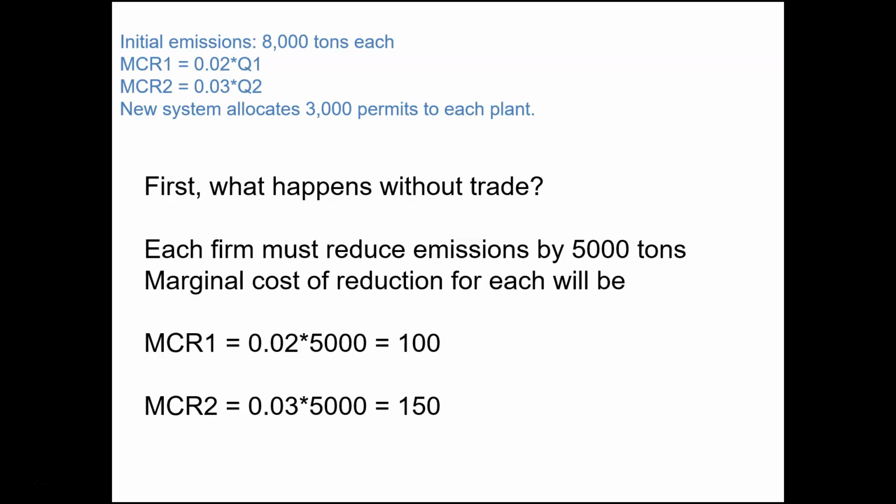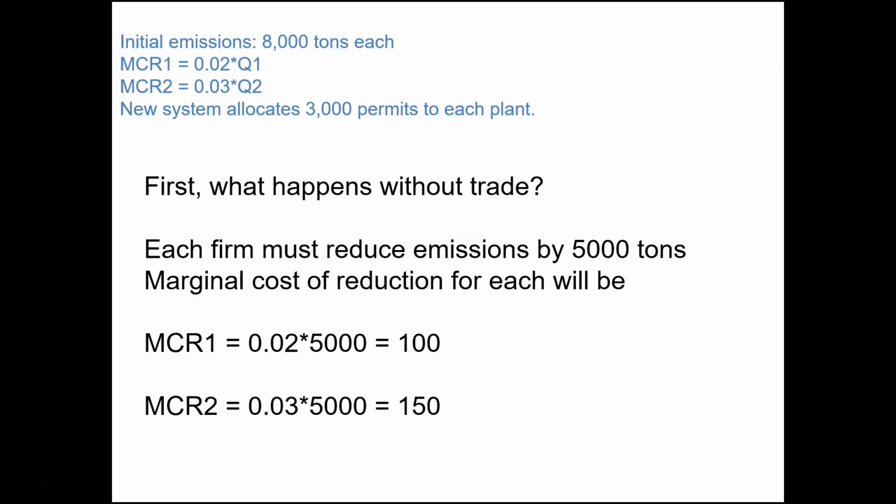So first of all, let's think about what happens without trade. I've taken the important information out of those paragraphs and stuck it up at the top of these slides here in blue: the initial emissions, the marginal cost of reduction for each firm, and what the new system does. So what happens if we don't allow trade? If we just say each of you is allowed 3,000 tons of emissions, what happens? Each firm is going to have to reduce their emissions by 5,000 tons, going from 8,000 down to 3,000. So the marginal cost of reduction for each one will be what's shown here.